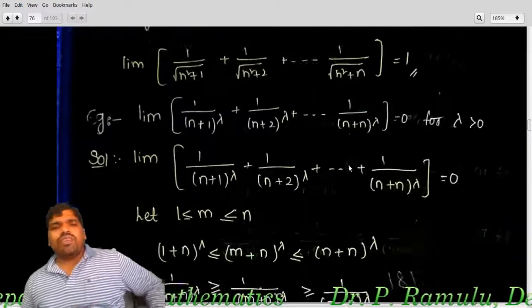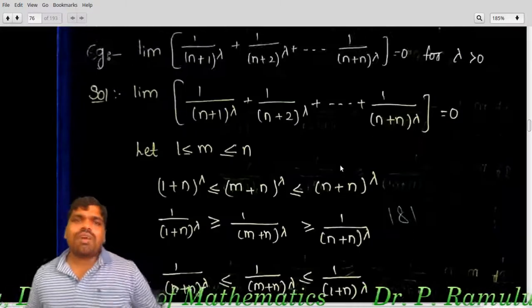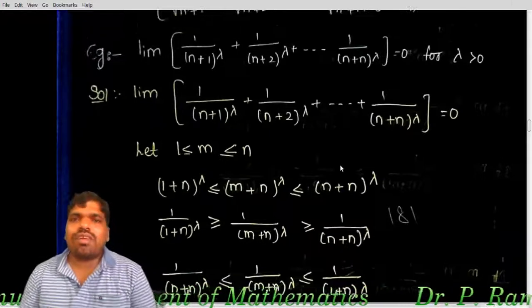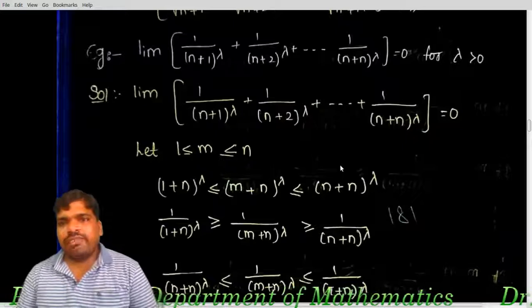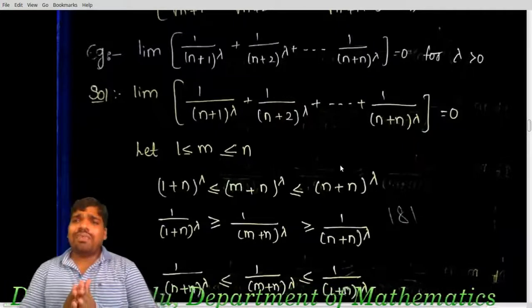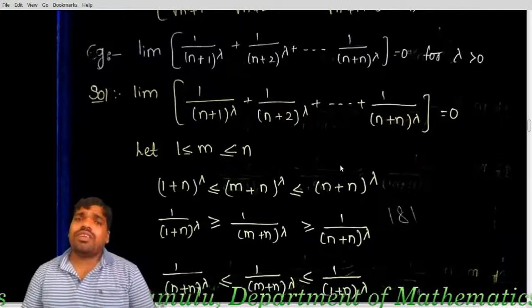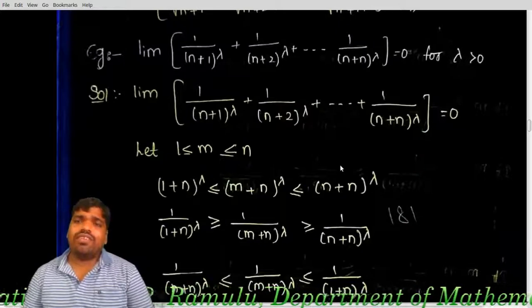Again, we have to take the limit of 1 by (n plus 1) to the power lambda, plus 1 by (n plus 2) to the power lambda, plus so on, plus 1 by (n plus n) to the power lambda, equal to 0 for lambda greater than 0. So for the limit of this you have to show that it is 0.